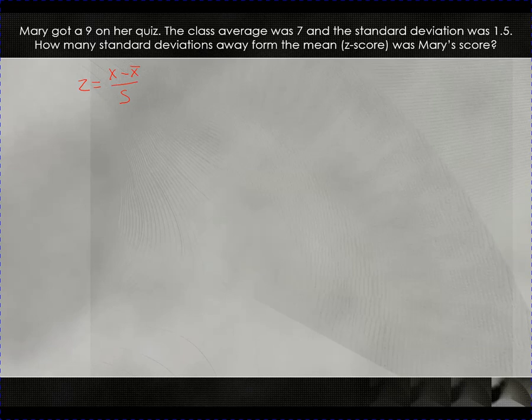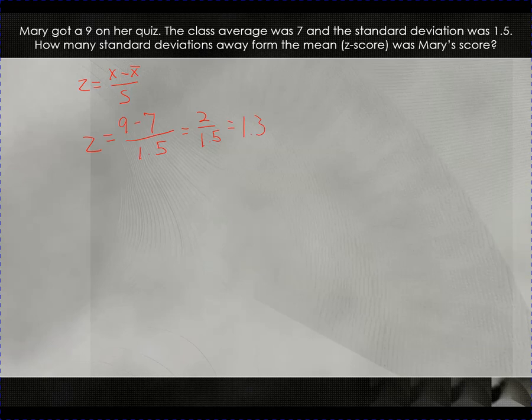Well, we have all these values. This is going to be her score, which is 9, minus the average, which we knew was 7, divided by 1.5. So this is 2 divided by 1.5, and her Z-score is 1.25. And so that's her Z-score.